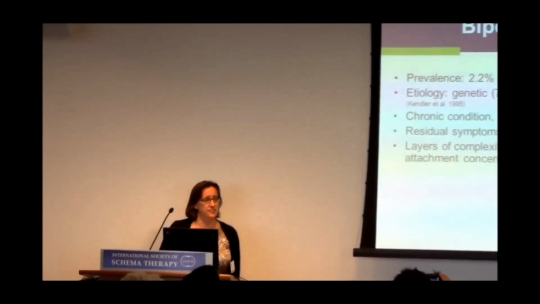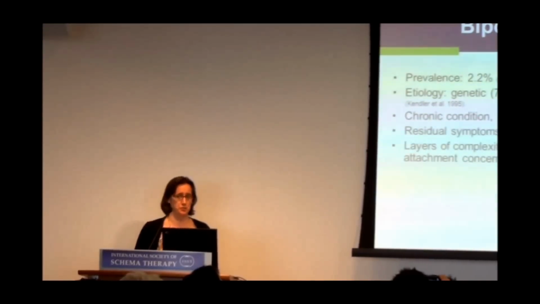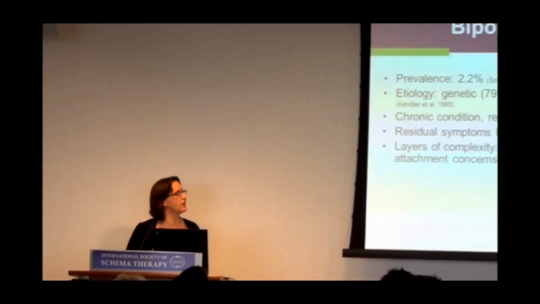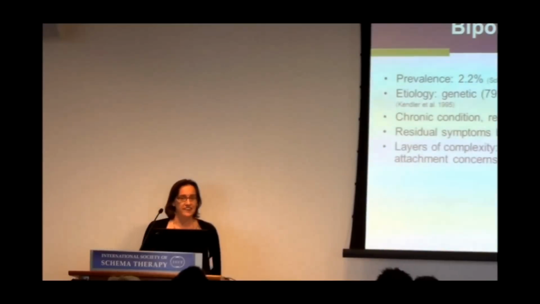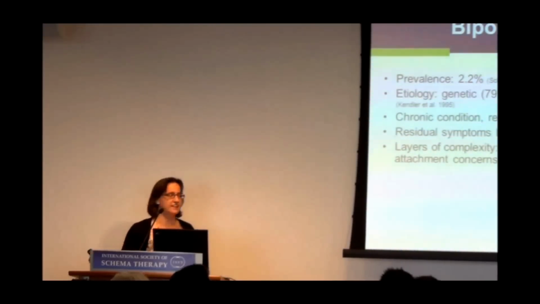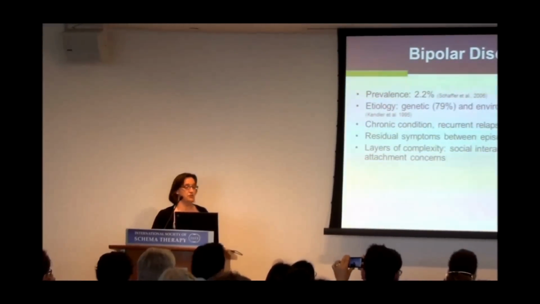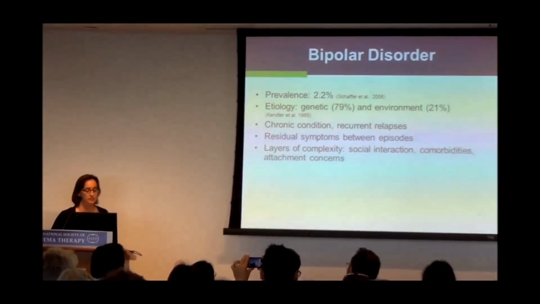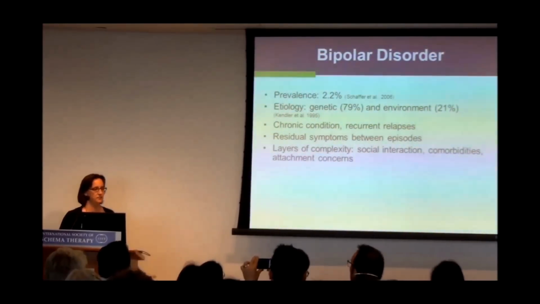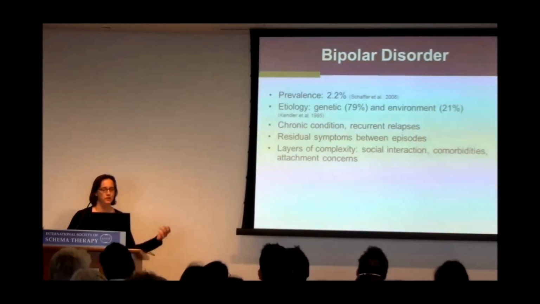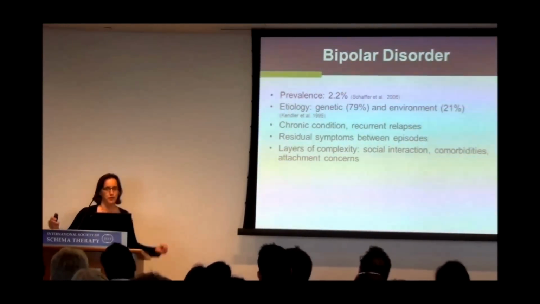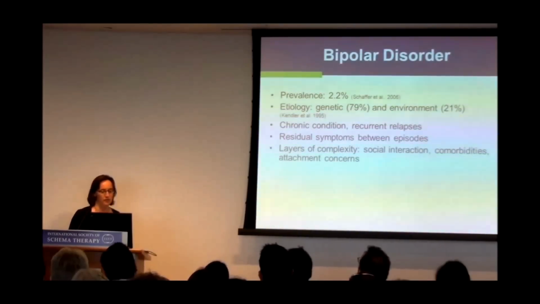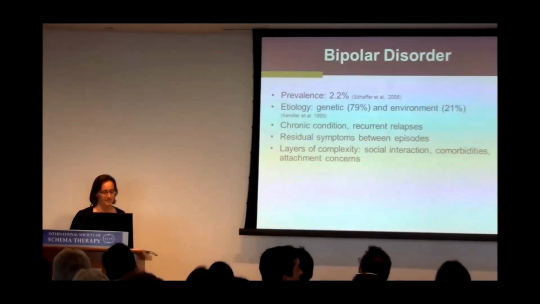Bipolar disorder is present in about 2.2% of the population, so it's fairly common. It's largely genetic, about 80% is due to genetics, but there is an environmental component. It's a chronic condition with recurrent relapses. There are a lot of symptoms between episodes, and there are many layers of complexity. There's much more to it than so-called pure mania or pure depression. It's a very complex disorder. Comorbidity is the rule rather than the exception, and there are lots of complex findings.